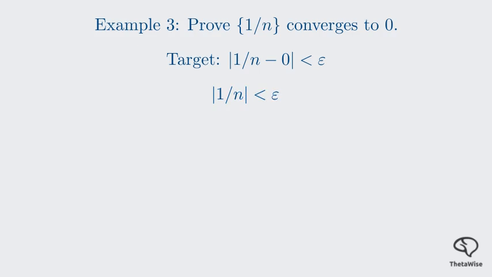This one is actually very straightforward. Since n is always a positive integer in our sequence, the absolute value of 1 over n is just 1 over n. So our inequality simplifies to 1 over n is less than epsilon. Solving for n gives us that n must be greater than 1 over epsilon. That's it. Our choice for n is simply the ceiling of 1 over epsilon. This value of n guarantees that every term in the sequence after this point is within epsilon distance of 0.